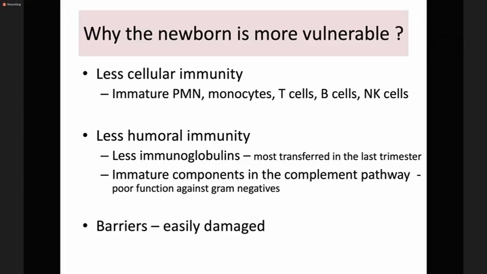And their barriers like skin are very fragile and can be easily damaged, right? So this is why the newborn is more vulnerable. And looking at this, you should understand that a preterm newborn is even more vulnerable than a baby born at term.